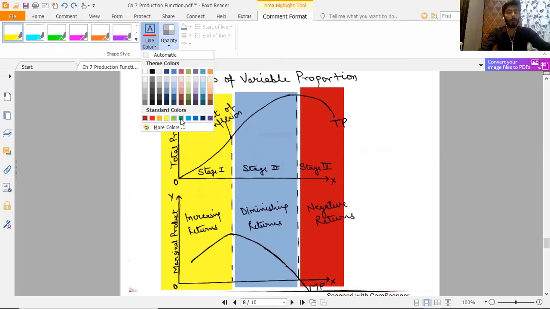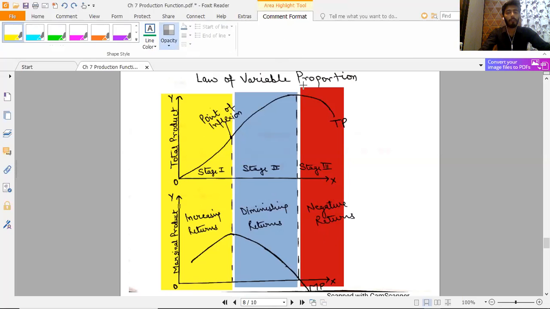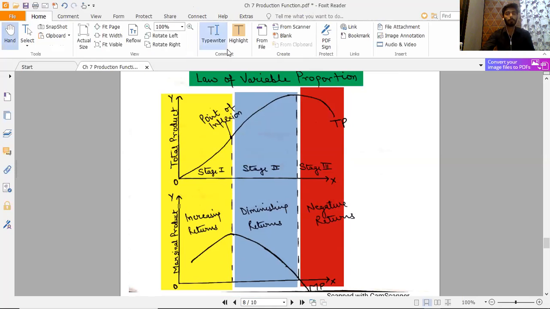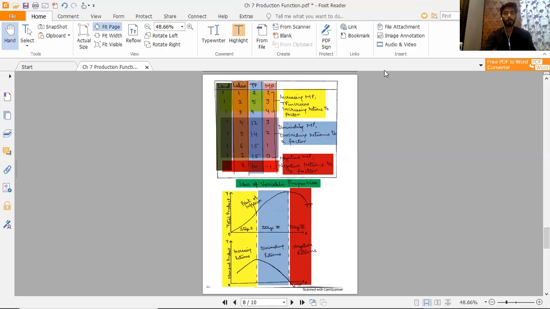So this is the law of variable proportion. We can see the table and the graph both in one picture. The initial phase is increasing returns, denoted by yellow. Can you see that? Yellow color. Then blue color is the second, diminishing returns, and the red one is negative returns, when MP becomes negative.